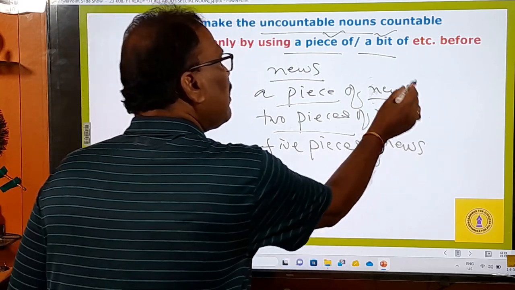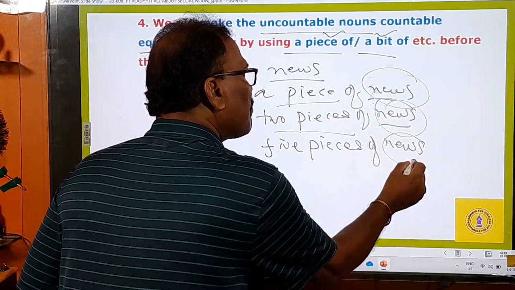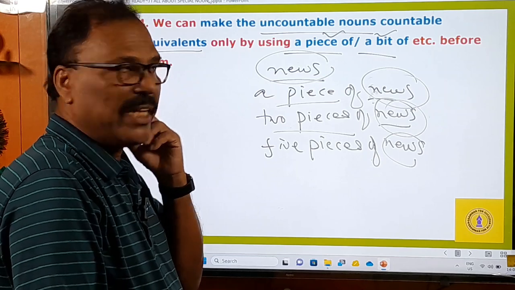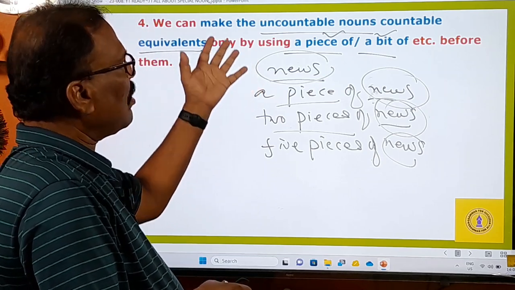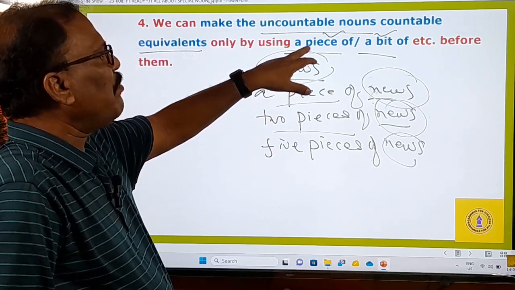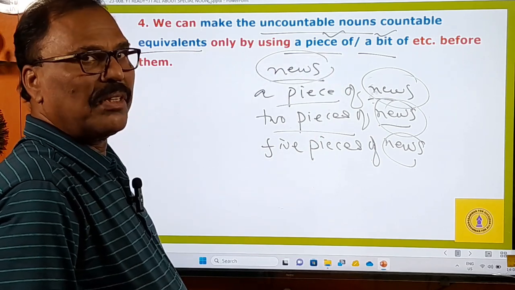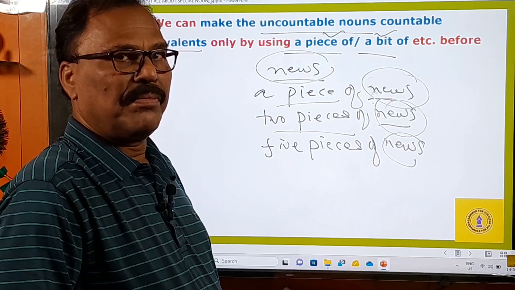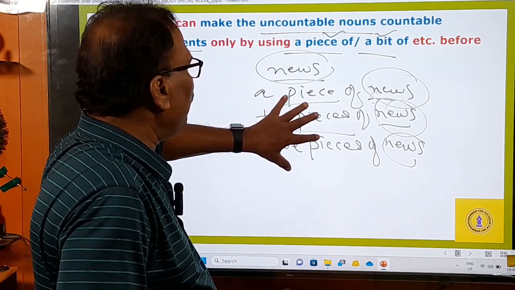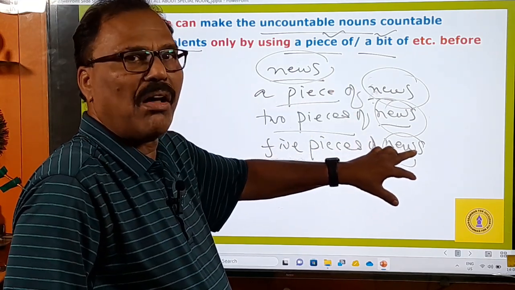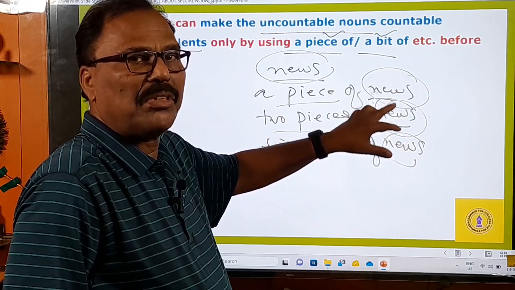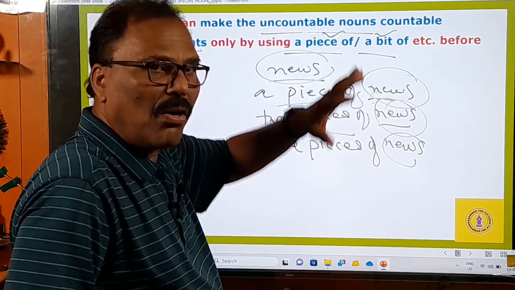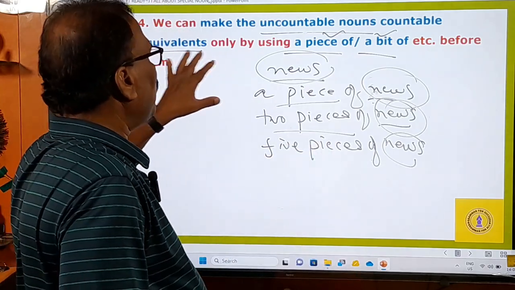So to make these uncountable nouns into countable nouns, or countable equivalents, you must use a piece of or a bit of before them. A bit of news, a piece of news. Without using them, you cannot make them plural, or you cannot make them countable nouns.